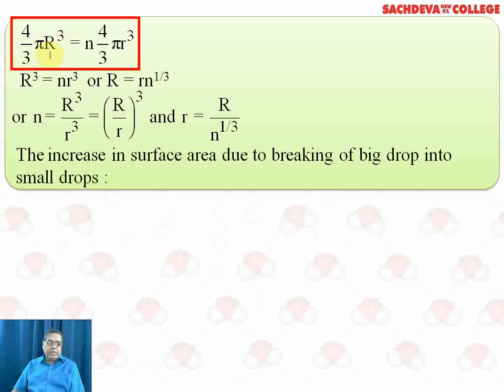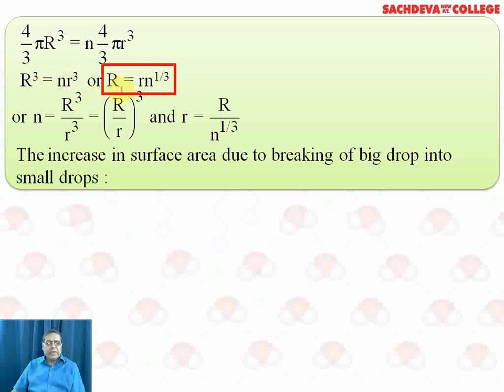So 4/3 πR³, as I have explained earlier, will be n times 4/3 πr³. So how much is R³? Because 4/3 π will cancel off from both sides, R³ will be equal to nr³. Or to get the value of r, it will be r = R n^(1/3)... that is, the cube root of n. n is the number of drops.